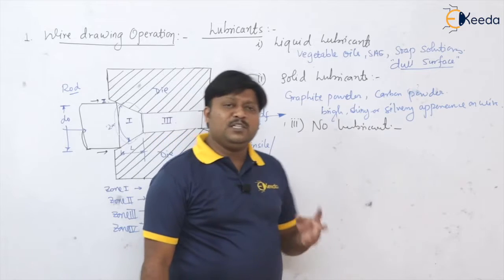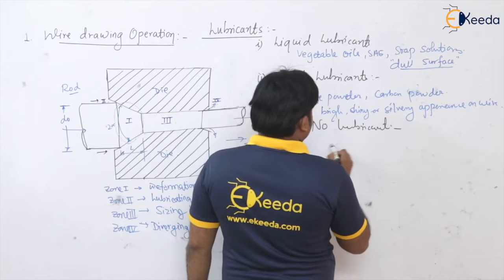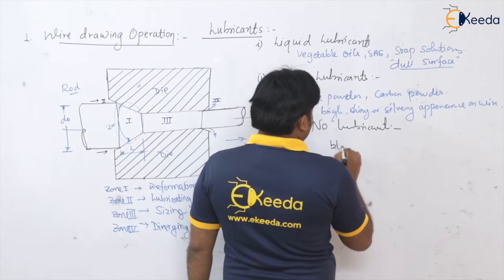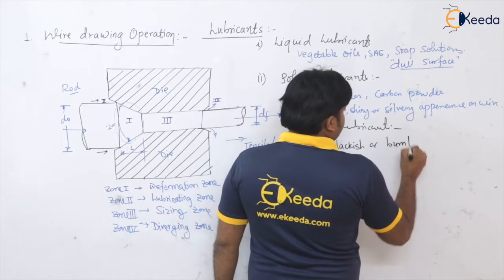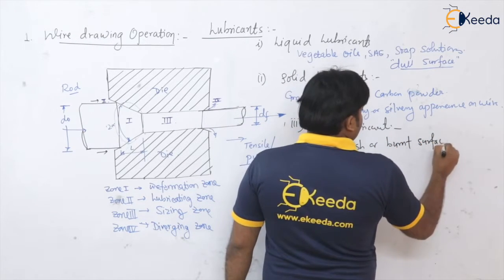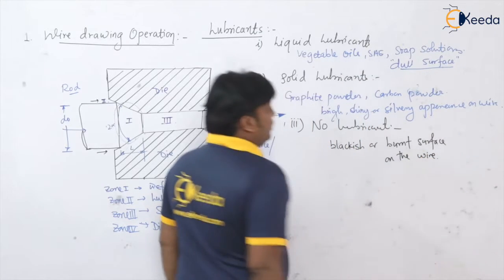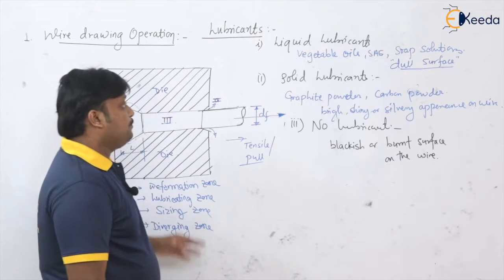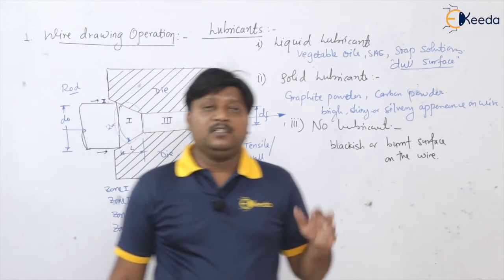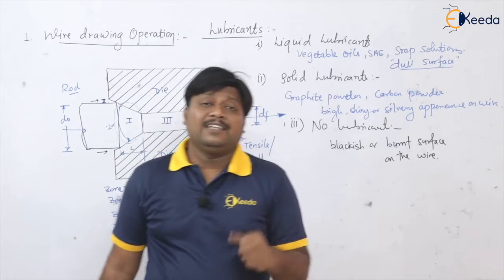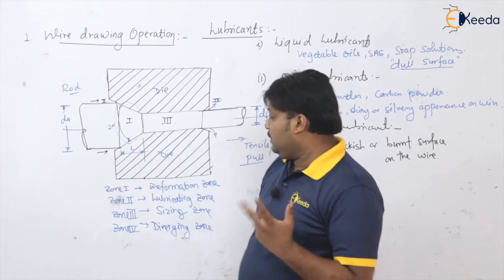And of course, with no lubrication, we will get a black or blackish or burnt surface on the wire. Please remember this. So for liquid lubricants, solid lubricants or no lubricants, remember what kind of surface you are going to get in the wire drawing operation. Okay, so this is about the lubricants.